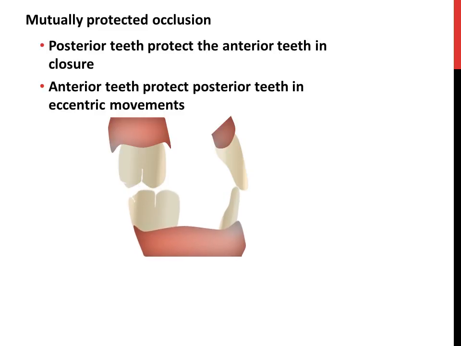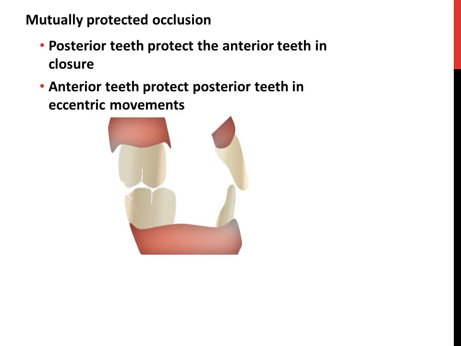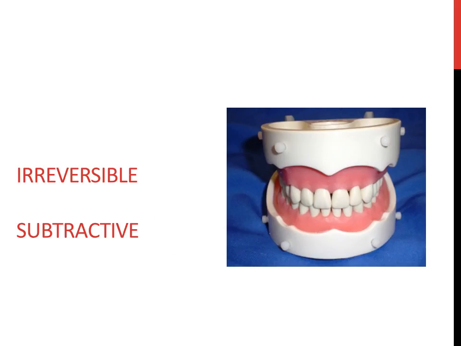Mutually protected occlusion. In this philosophy of occlusion, the posterior teeth protect the anterior teeth in closure, while anterior teeth act to protect posterior teeth in eccentric motion. In natural occlusion, there should be no contact between posterior teeth as the mandible protrudes.